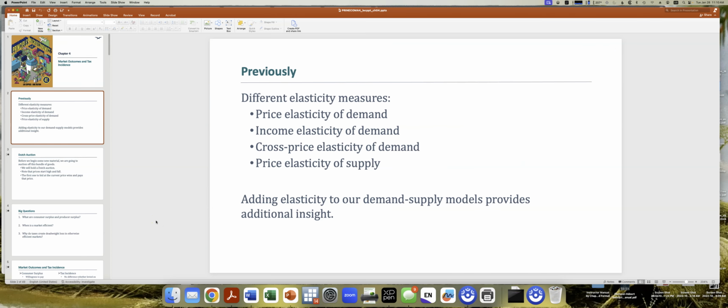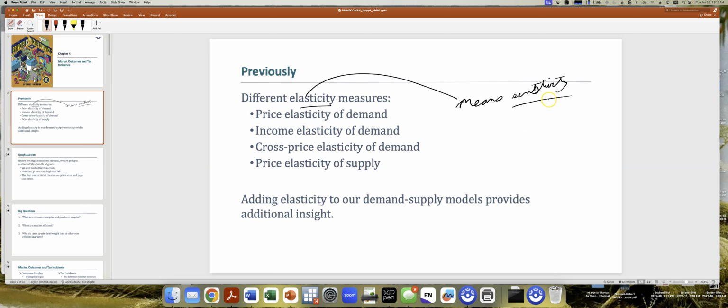What we'll see here is that there are a few different elasticities that we had some exposure to: the price elasticity of demand, the income elasticity of demand, the cross-price elasticity, and the price elasticity of supply. The key thing we see when we look at these is that elasticity means sensitivity. So when you see the word elasticity, think sensitivity.